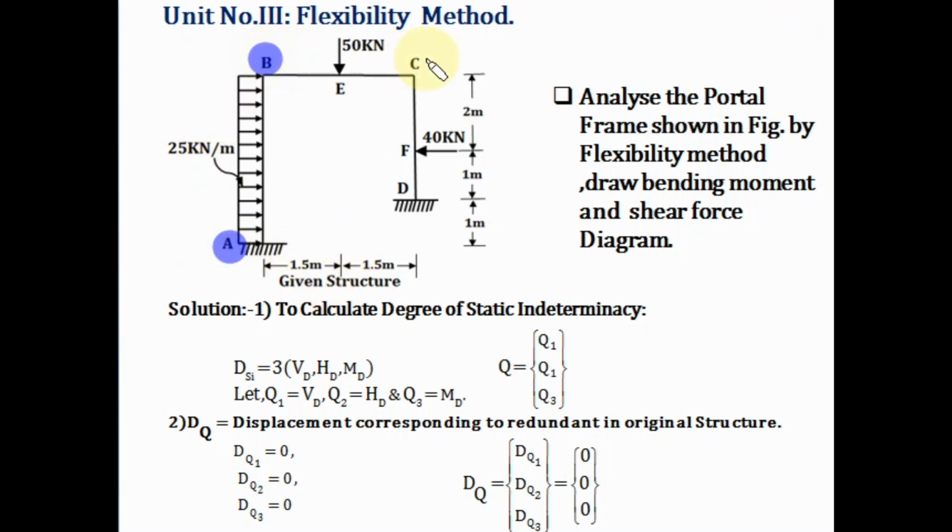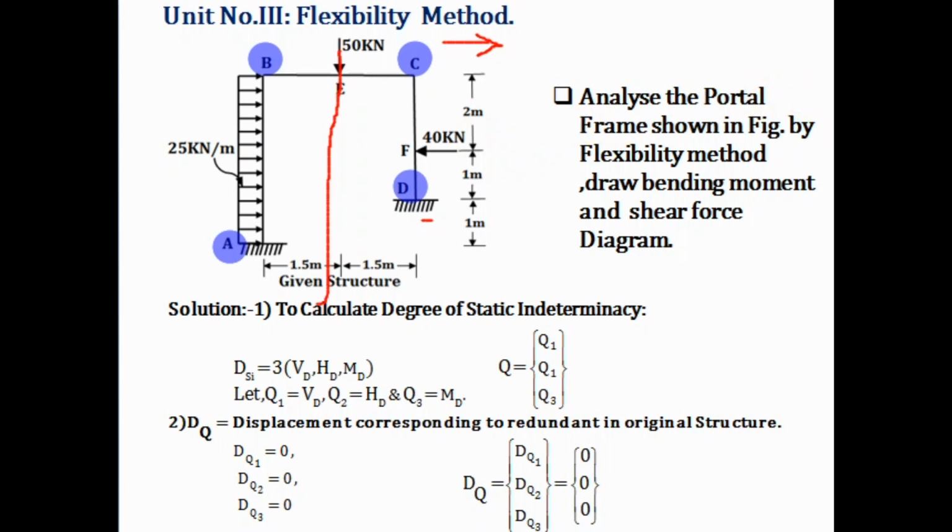Now this frame is a sway frame, because if you take a vertical section, on the left and right side of the section the forces are not the same, and also the supports at A and D are not at the same level, they are at different levels. So there will be a horizontal sway in this frame. So this type of frame is a sway type frame.